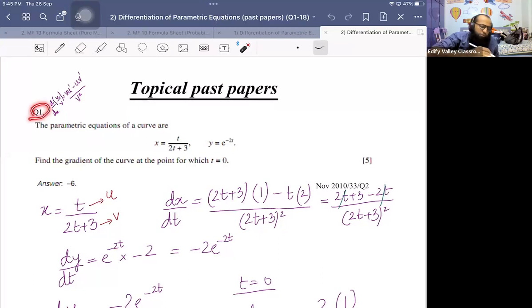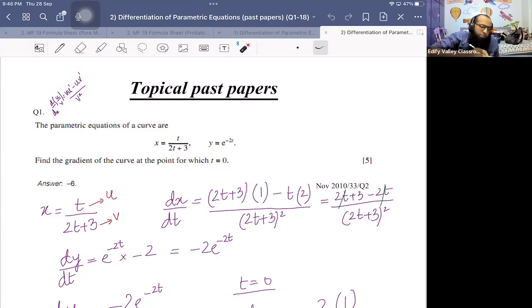So the first question: the parametric equations of a curve are x equals t over 2t plus 3. Now, please remember that whatever we have covered in the general category will definitely be used. We have covered the differentiation of exponential equations, the logarithmic equation, the trigonometric equations. Then we have seen that if we have to differentiate a product, then we use product rule. If you have to differentiate a quotient, we use quotient rule. So every such concept that we have covered in the general category is going to be used.